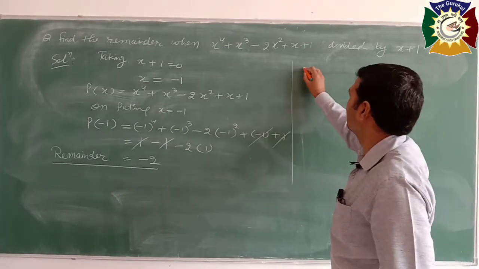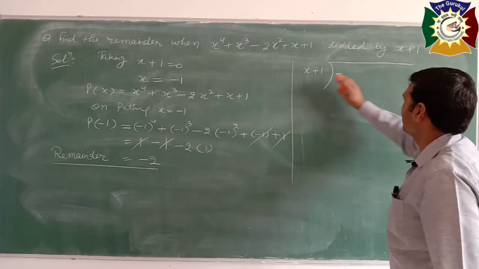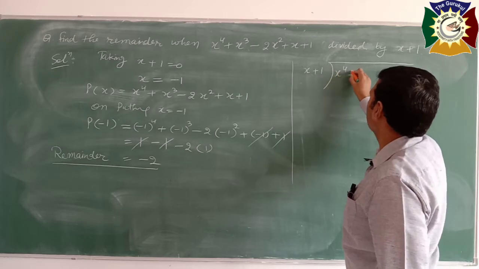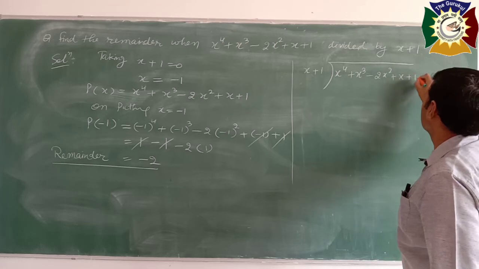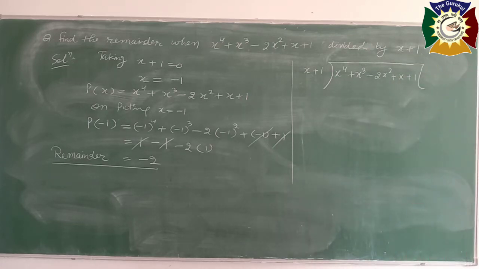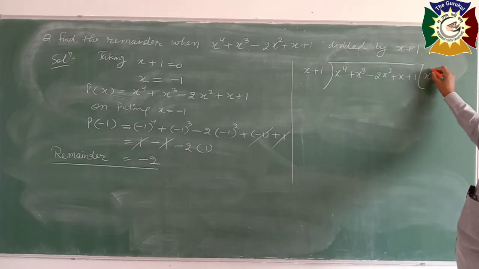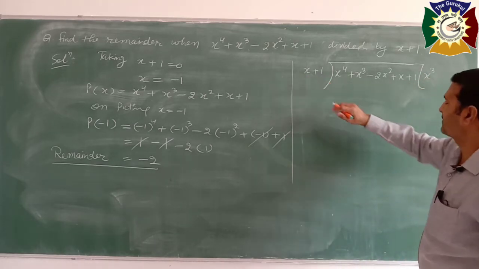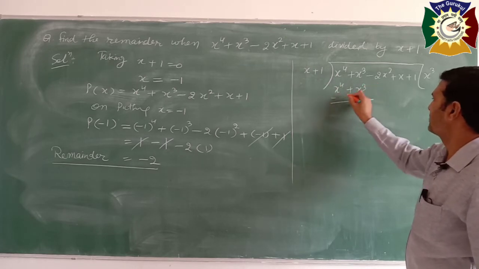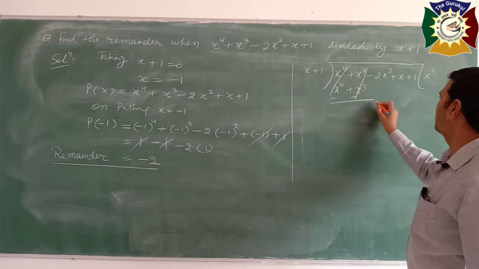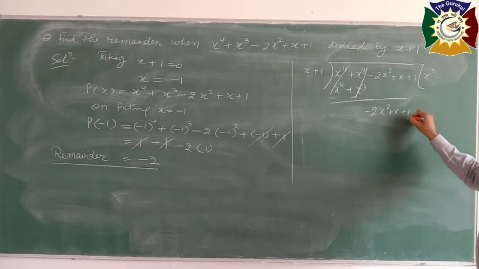On dividing the given polynomial p of x, x raised to power 4 plus x cube minus 2x square plus x plus 1, by x plus 1, the method is again the same. We divide the first term by the first term. We get x cube. On multiplying this by the divisor, we get x raised to power 4 plus x cube. Change the sign. Both the terms cancel. Minus 2x square plus x plus 1 remains.